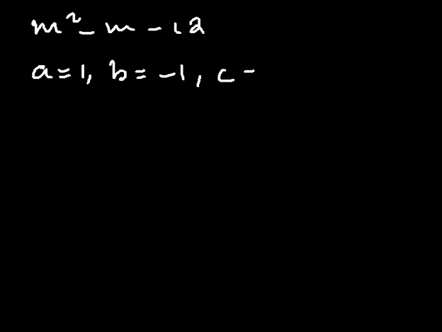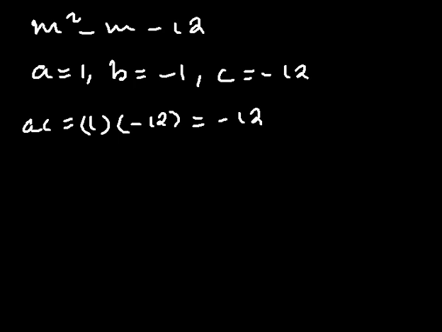And let's say, for instance, we have m squared minus m minus 12. So how do you think we should factorize this? The principle remains the same. What is the value of a? We have it as 1. What is b? We have it as negative 1. And what is c? We have it as negative 12. Now we should have the product of a and c. What is the product of a and c? That is given as negative 12.